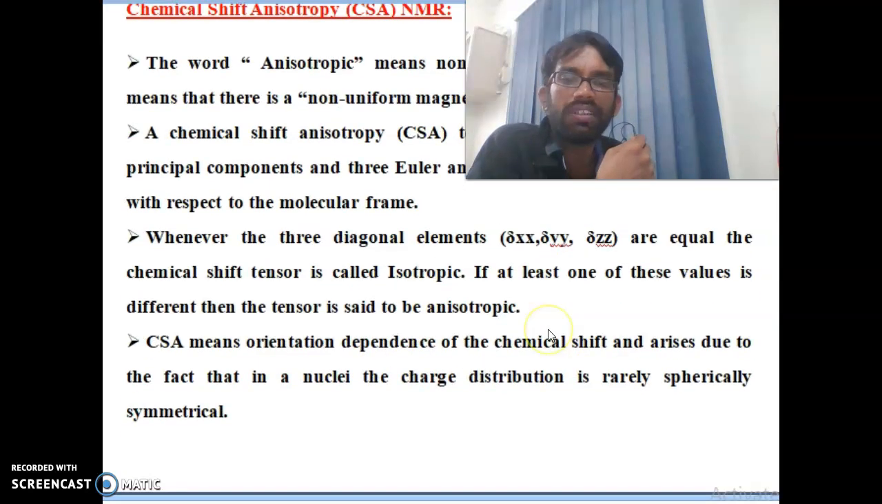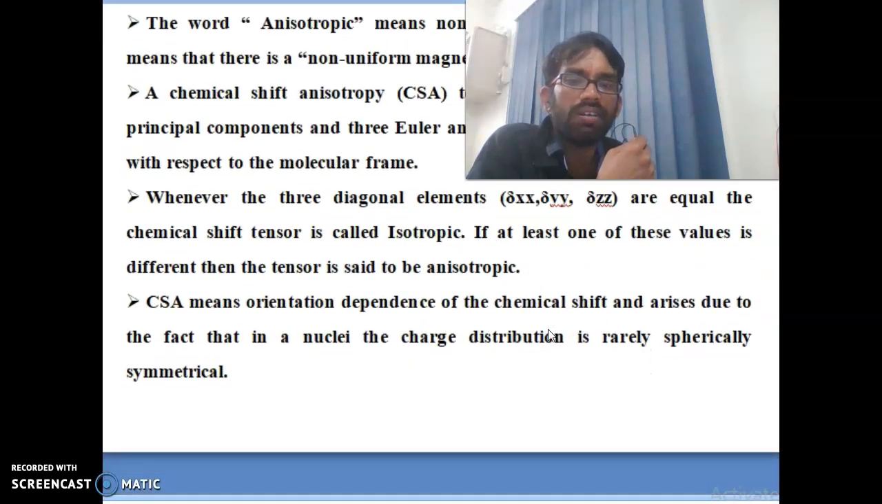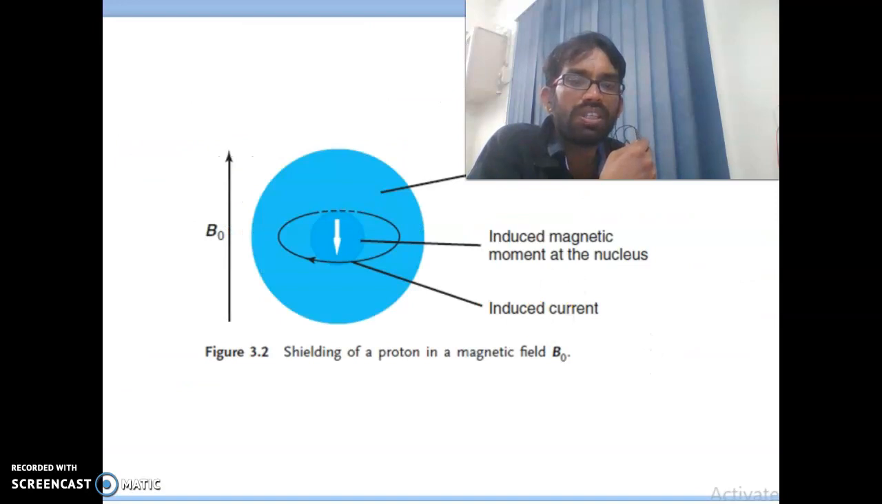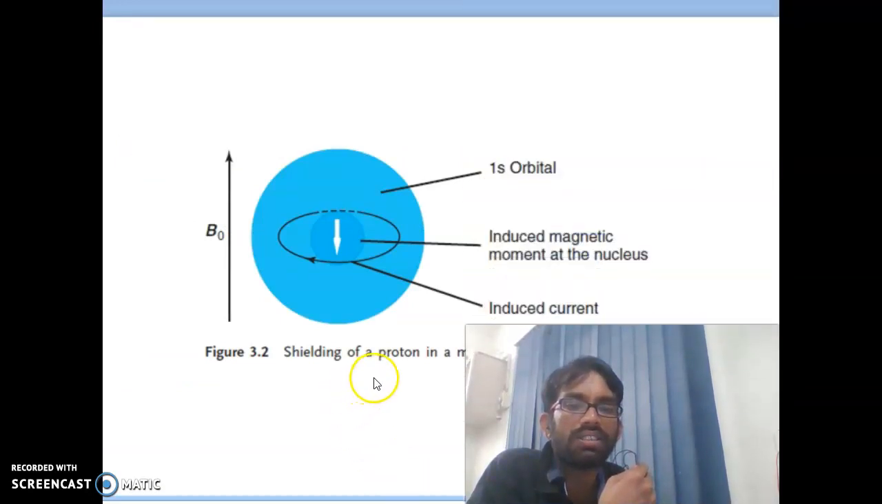You can see here in the picture, the shielding of a proton in magnetic field B0 applied on an s orbital induces a magnetic moment at the nucleus and an induced current.